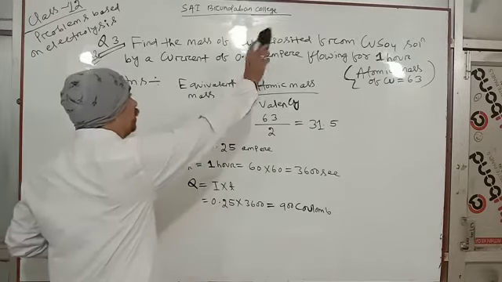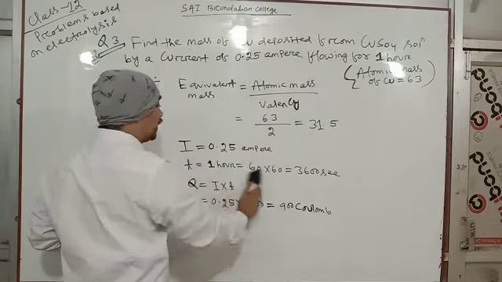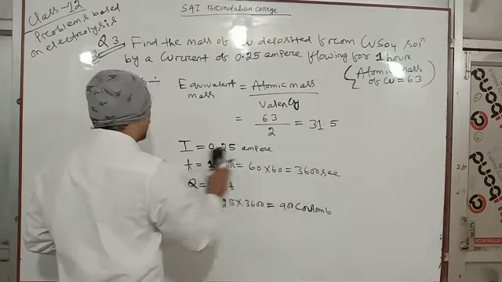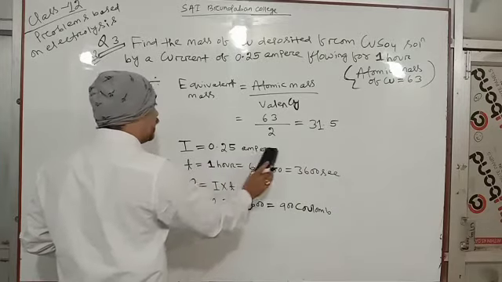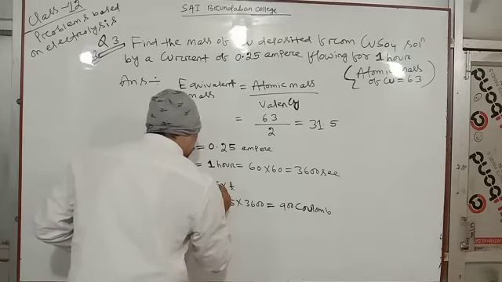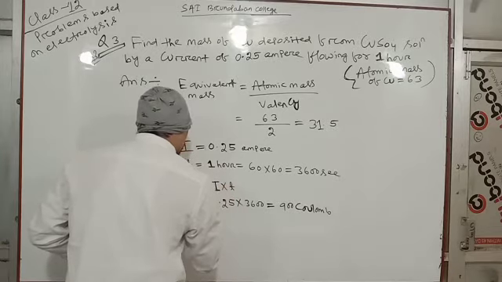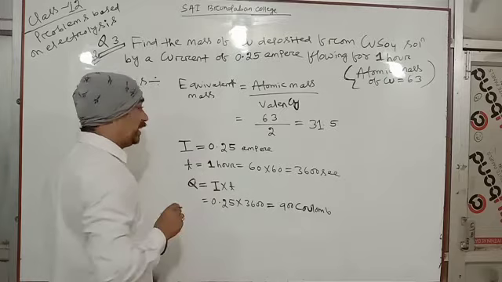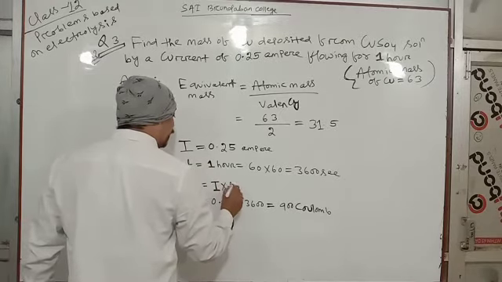If current in ampere and time in hours or minutes is given, convert the time into seconds. I is current in ampere, time in second. Q equal to IT. Clear. Current in ampere, time T in second.